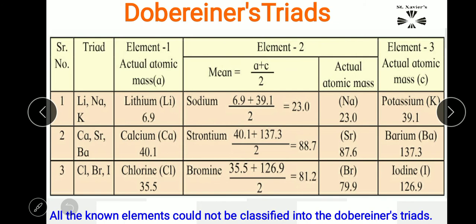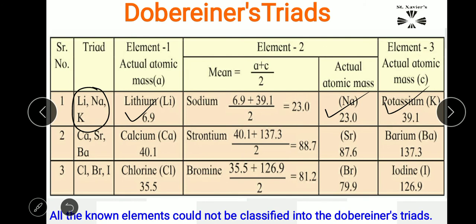In our textbook, a few examples of Dobereiner triads are given. The first Dobereiner triad given here is lithium, sodium, and potassium. When we see the atomic masses, lithium has an atomic mass of 6.9, sodium has an atomic mass of 23, and potassium has an atomic mass of 39.1.